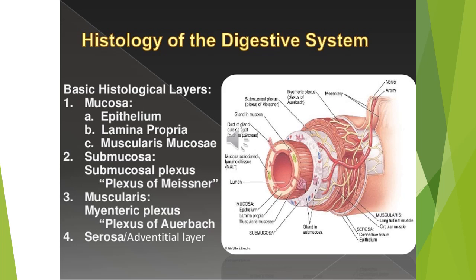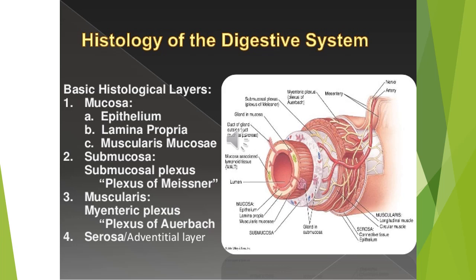Just for the purpose of revision, recall the general structural plan of the GIT canal. It is divided into four basic layers: mucosa, submucosa, muscularis externa, serosa, and in certain places adventitia. Under the heading of mucosa, in the histological picture of the viscera, you will have to mention the epithelium, lamina propria, and the muscularis mucosa.